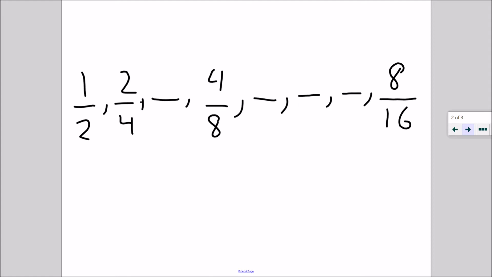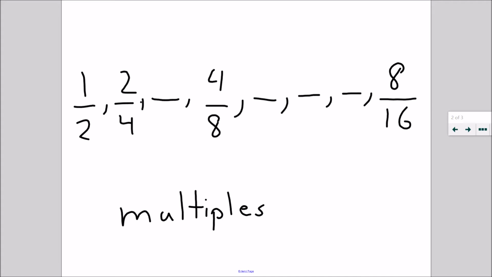We've got 1, 2, blank, 4, blank, blank, blank, and 8 for our numerators. For our denominators, we have 2, 4, blank, 8, blank, blank, blank, and 16. There's a definite pattern forming here, and it's called multiples. Now, multiples are what you get when you skip count. Every number has multiples, because if we really wanted to, we could skip count by any number. In this case, our numerators are multiples of 1, and our denominators are multiples of 2.